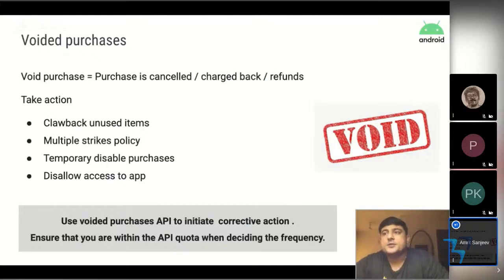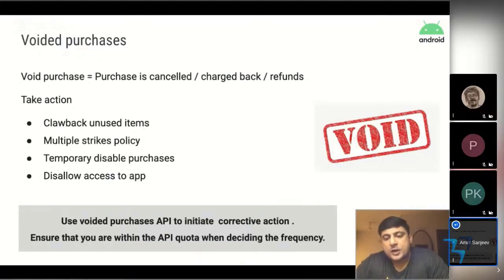There is also a multiple strike policy that you can implement. These are recommendations, basically, where if the user is doing this multiple times, you might want to temporarily disable access to the app, or temporarily disable purchases. And if you see somebody doing this quite often to game the system, then you can take more drastic steps, like temporarily disabling purchases on the device, in your app for that particular user, or disallowing the user entirely from accessing the app itself. These are drastic steps, but quite needed when things go out of hand and people misuse the system a lot.